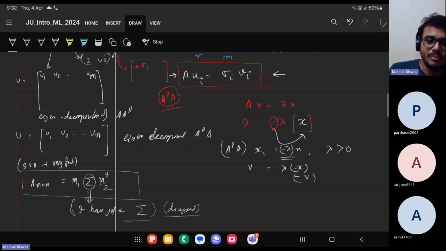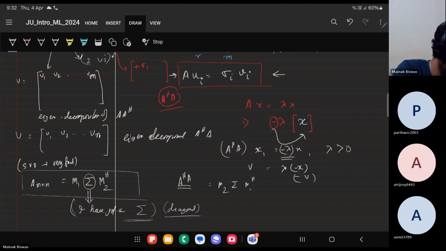Similarly, in most machine learning problems, you would often deal with A Hermitian A, which will help you to then become M1 sigma squared, M1 Hermitian. Am I writing it correctly? It's M2 Hermitian.